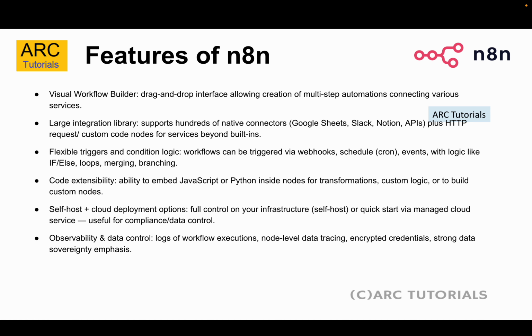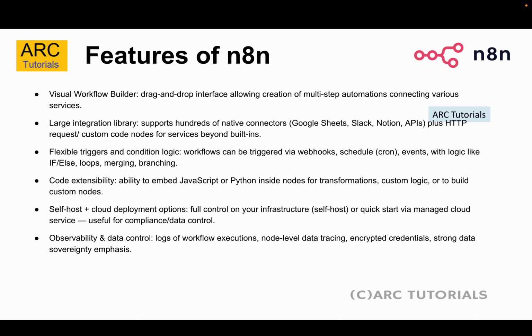What are some of the key features of n8n? It has a powerful visual workflow builder, which means you can easily drag and drop, allowing you to create multiple steps of automation connecting various services, APIs, and apps. It already has a large integration library which supports native connectors for Google Sheets, Slack, Notion APIs. Plus, you can also have your custom code in each one of these nodes.